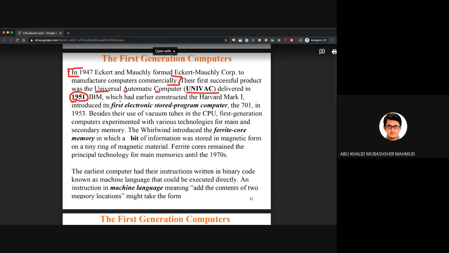IBM, which had earlier constructed the Harvard Mark I, introduced its first electronic stored program computer, the 701, in 1953. Besides their use of vacuum tubes in the CPU, first-generation computers experimented with various technologies for main and secondary memory. The Whirlwind produced ferrite core memory, in which a bit of information was stored in magnetic form on a tiny ring of magnetic material.